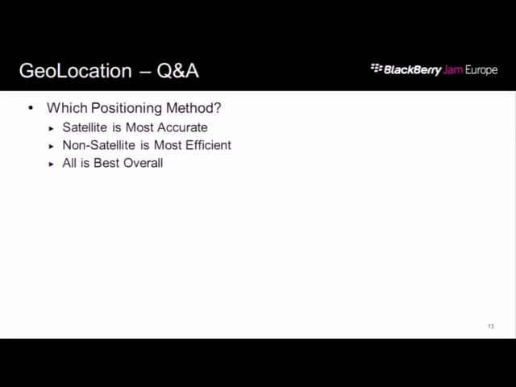We get lots of questions about positioning. We got a lot of questions on OS 7. We're going to get a lot more on 10. Things like, what's the best type of positioning to get? Non-satellite is quick. It's cell tower triangulation. Well, you're already connected to a cell tower. You've already got that information. It's very power saving, but it's not very accurate.